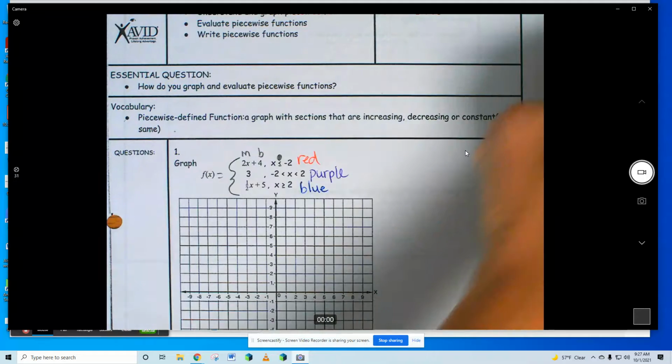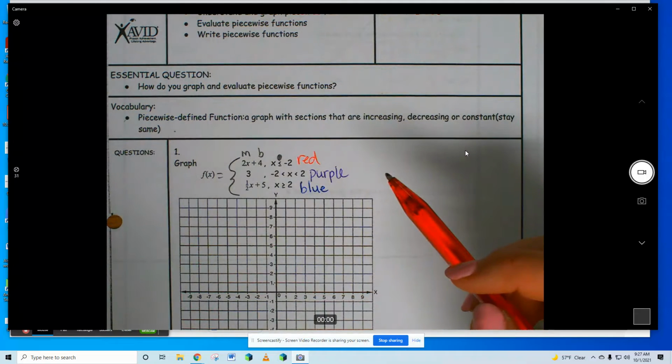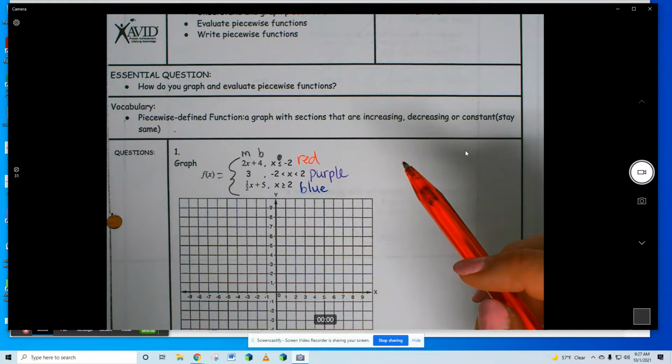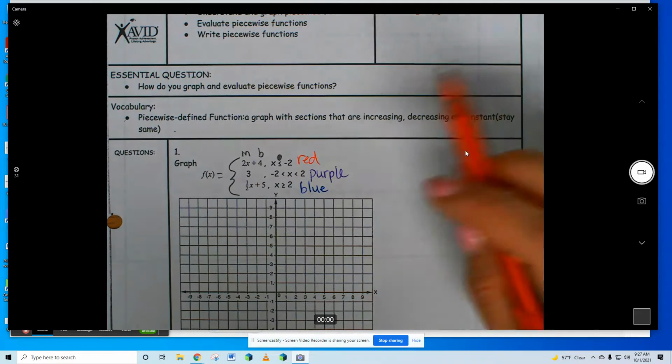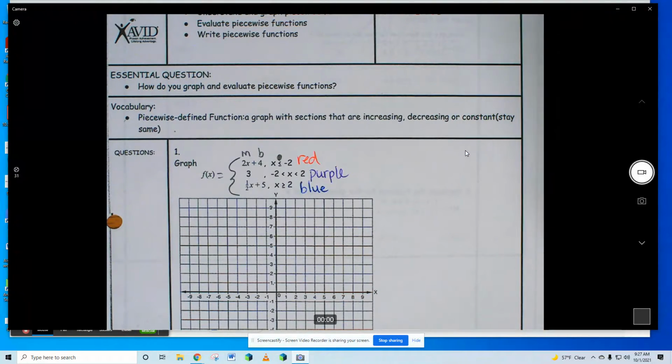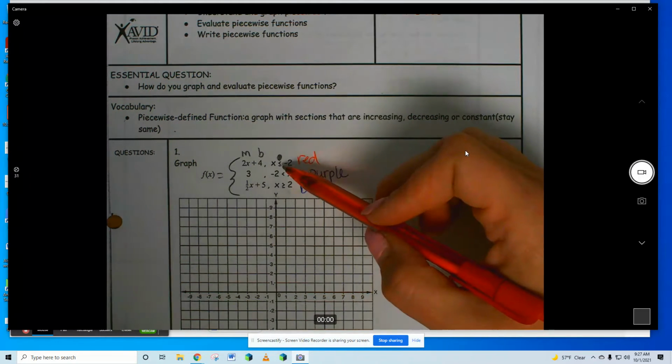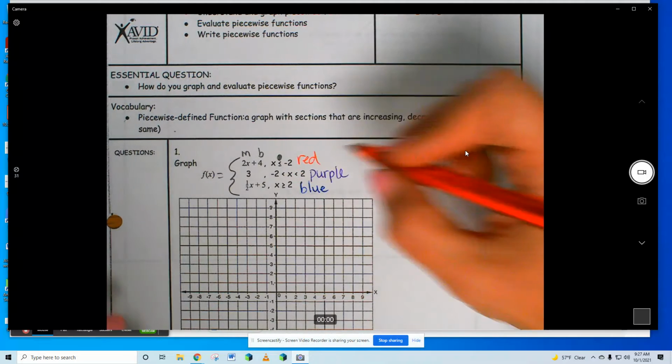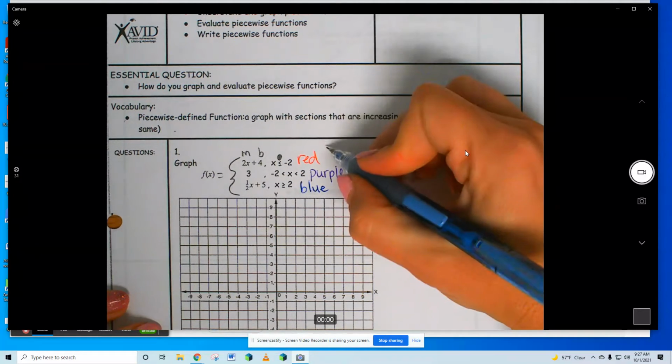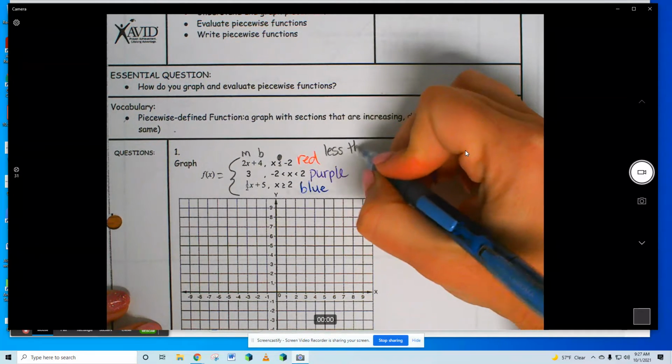So I'm going to have to be really careful because I'm doing colors. You know how I really want you to do these things in pencil? Since I'm now doing these things in colors, I have to really know where my restrictions are before I start graphing. This is a closed circle at -2, and it's less than -2.